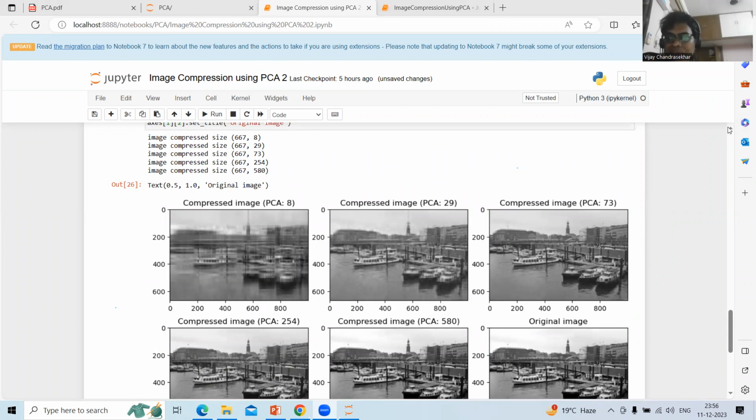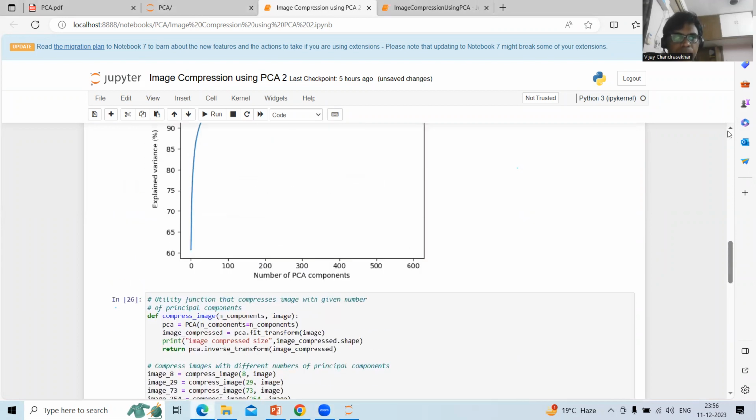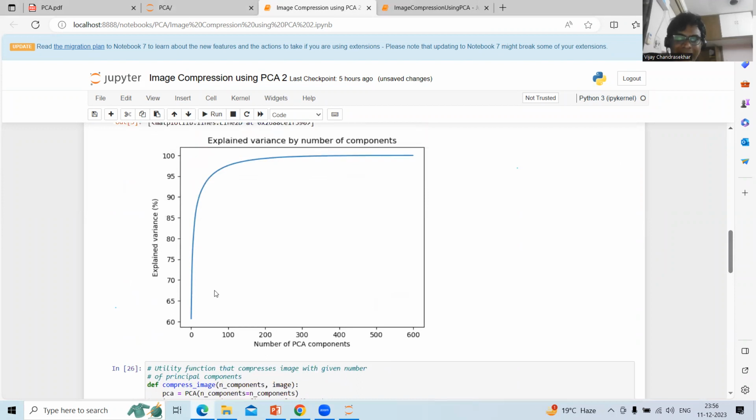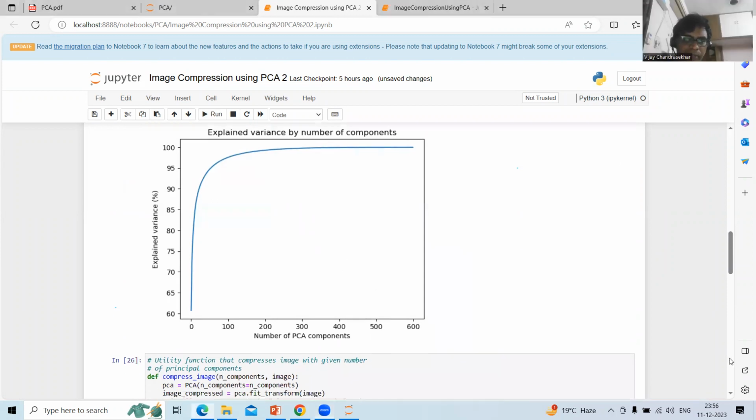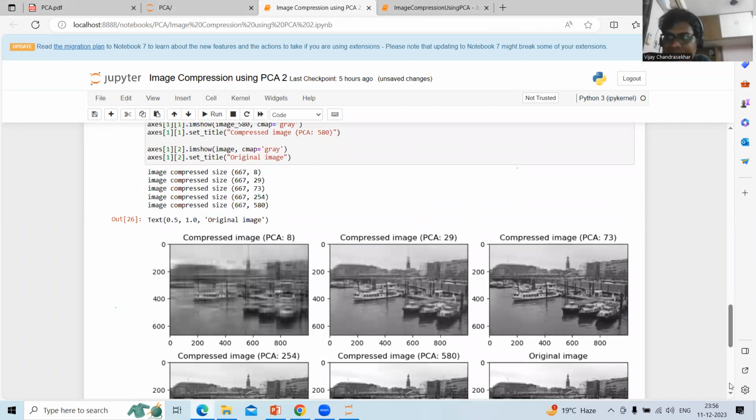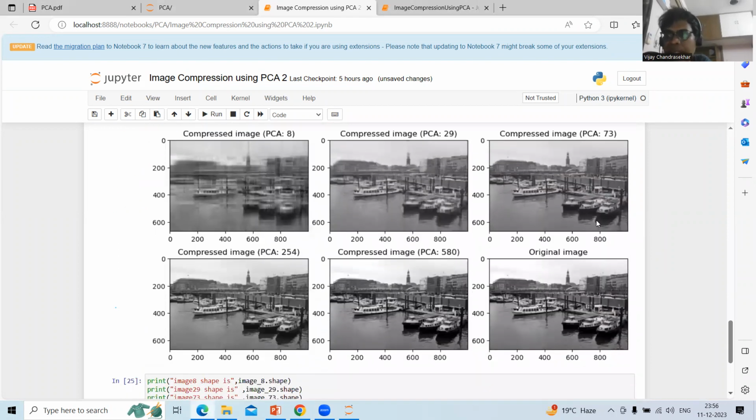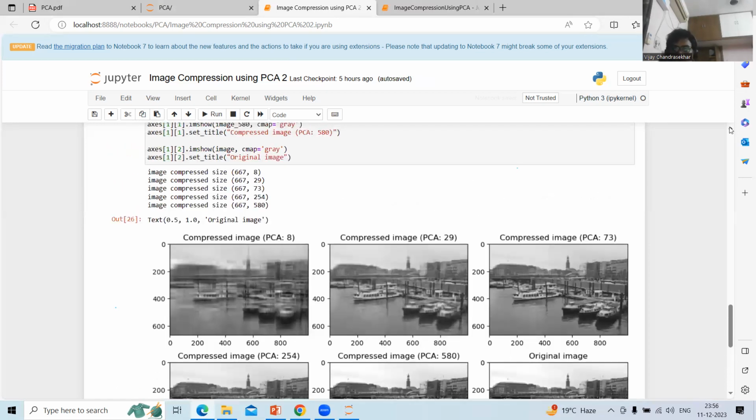Sirisha, can you scroll a little above? Where do we hit the 95% mark? By the time we are close to 100, we've already hit the 95% mark, correct? Correct. A little less than 100, we are already hitting the 95% mark. So I think at 73 itself, the image looks pretty decent and clear. So the size of that image would be 667.73. Is that clear, Sanjay?